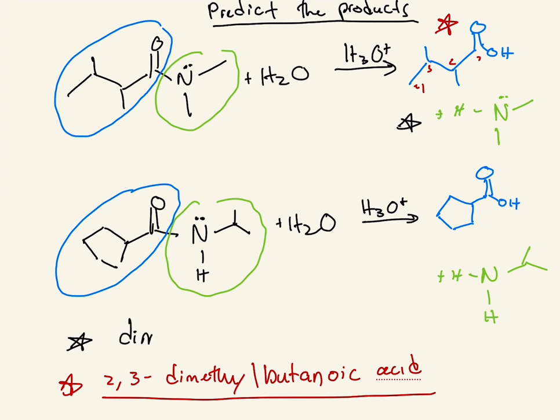So this will be dimethylamine. And then how would you classify that amine? Primary, secondary, or tertiary? Secondary, because we have 2 groups on it, right? This is a secondary amine.